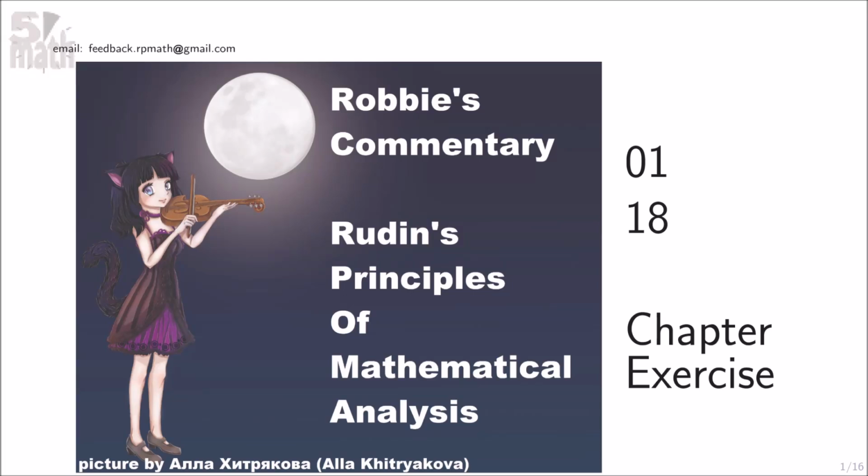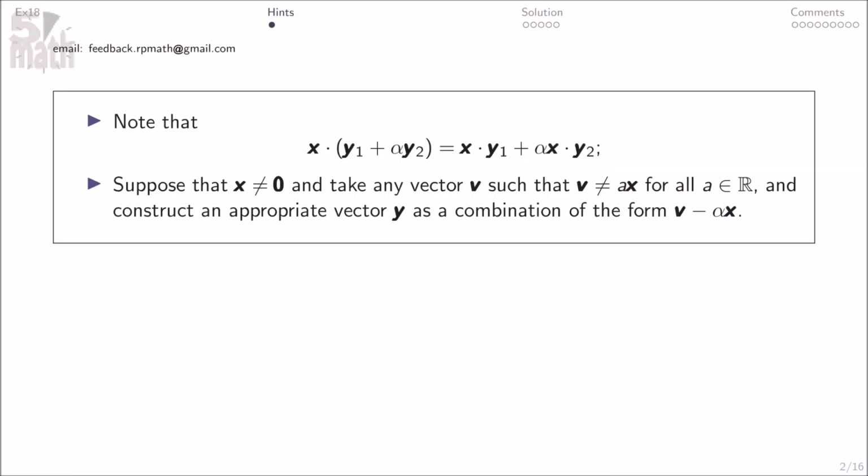Chapter 1, Exercise 18. Suppose that x is not the zero vector, and take any vector v such that v is not equal to ax for all a in R, and construct an appropriate vector y as a combination of the form v minus l times x.